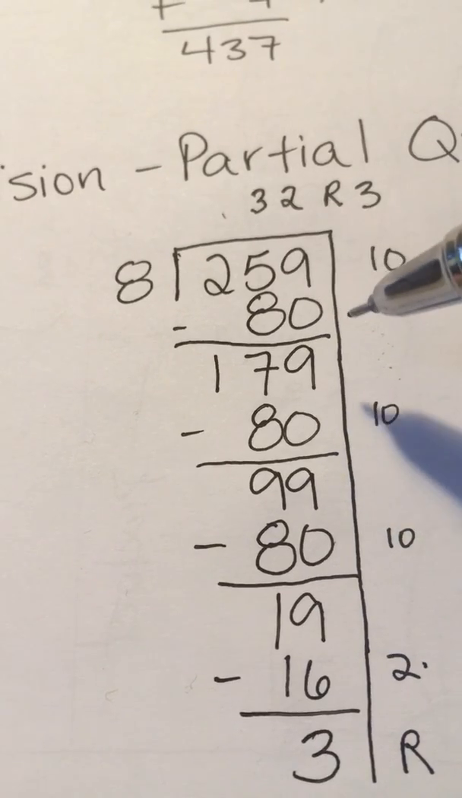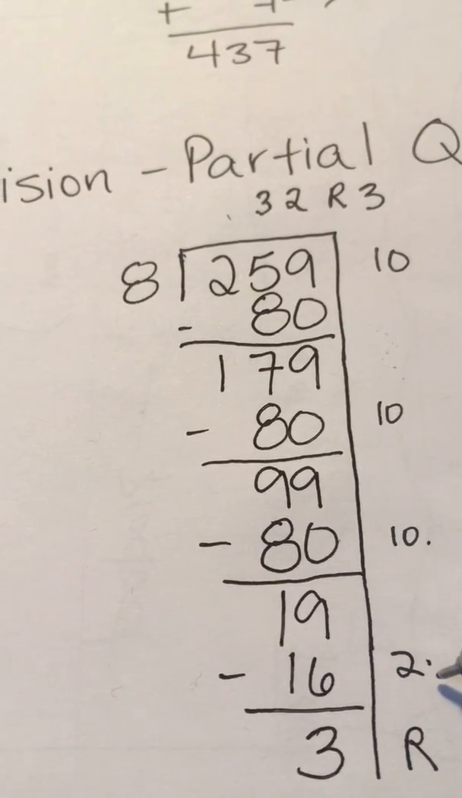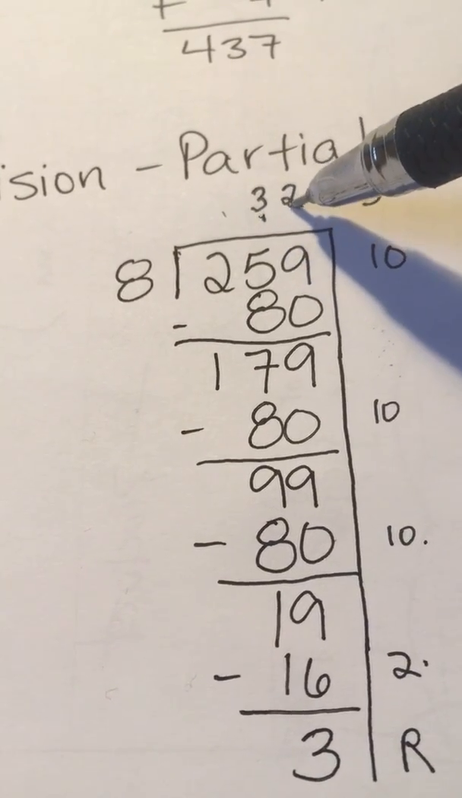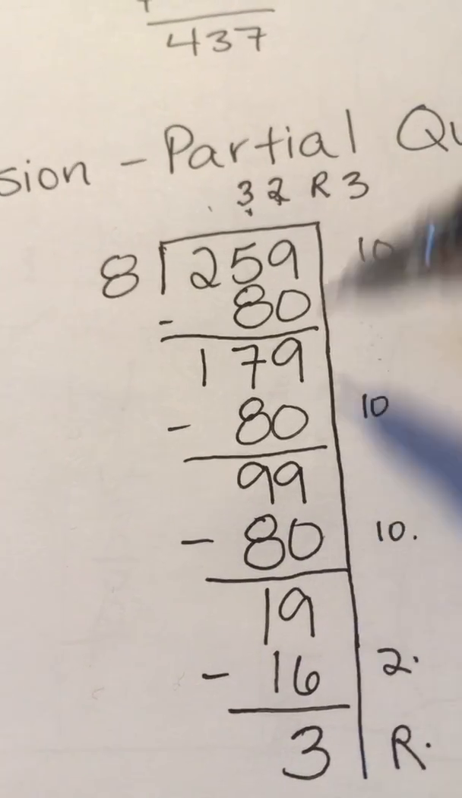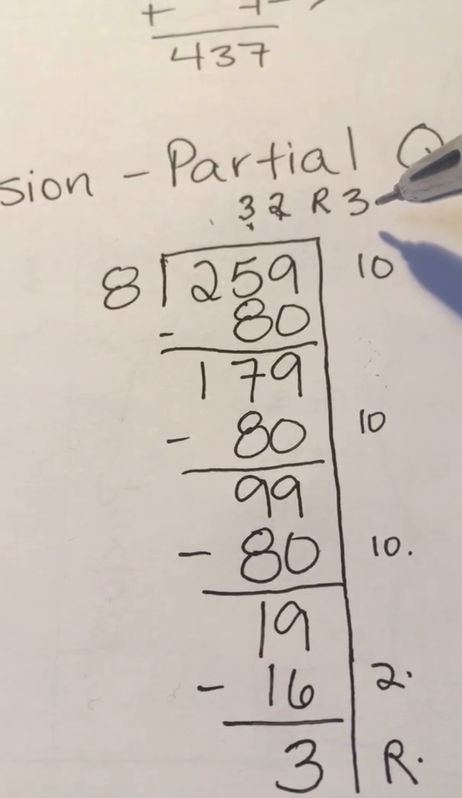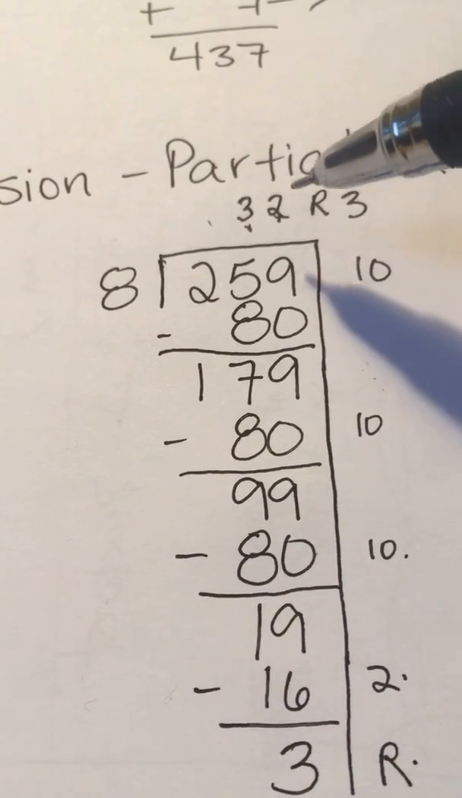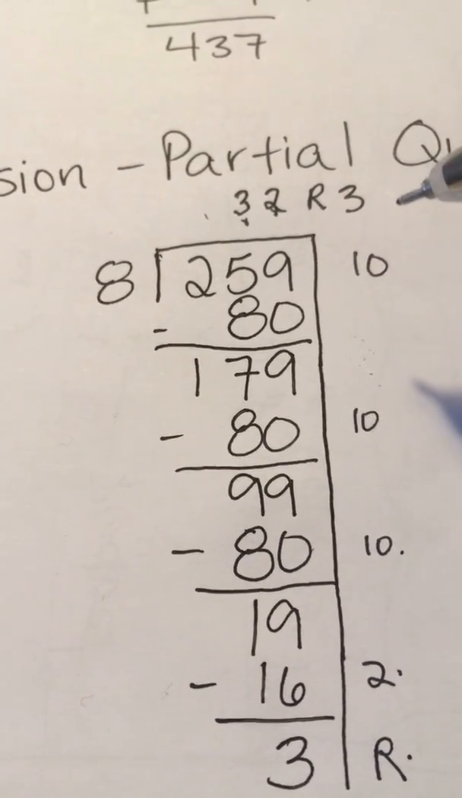So after we've done all this, we're going to add these numbers up, and we have 32 right here. And then we have a remainder of 3, and we put that at the top. So the answer to this question is 32 with a remainder of 3, and that's using partial quotient.